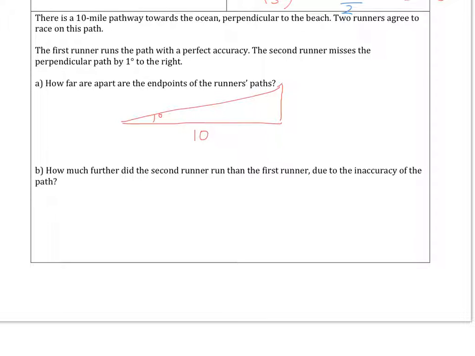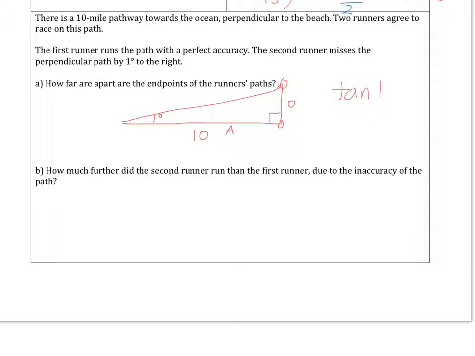We're going to make an assumption that the space on the beach is pretty much linear. And what's going to happen is this perpendicular path turns this into a right triangle. How far apart are the endpoints of the runners' paths? So what we're really talking about is how far apart are these 2 points. Based on this 1 degree angle, this is going to be the opposite. We have the adjacent, so I can use tangent for this.